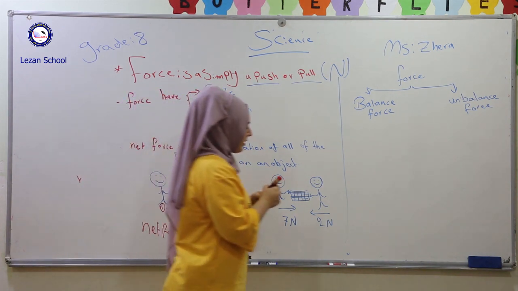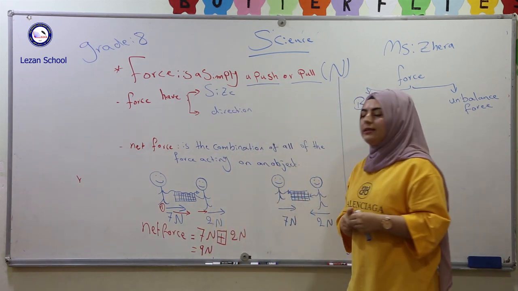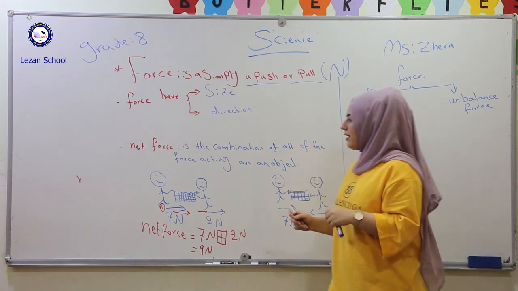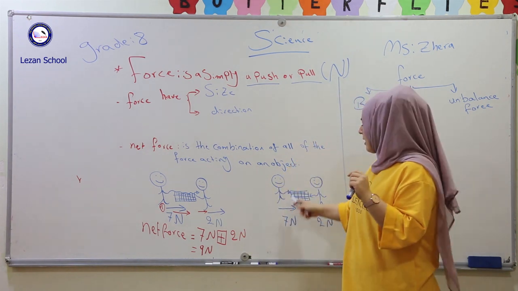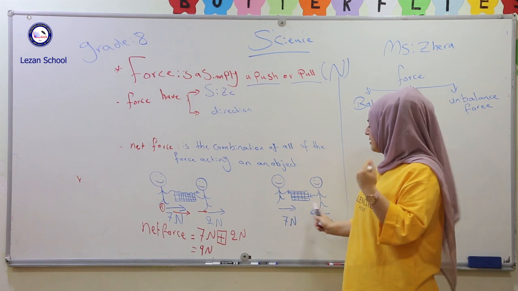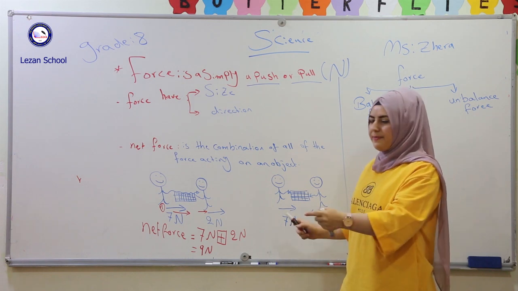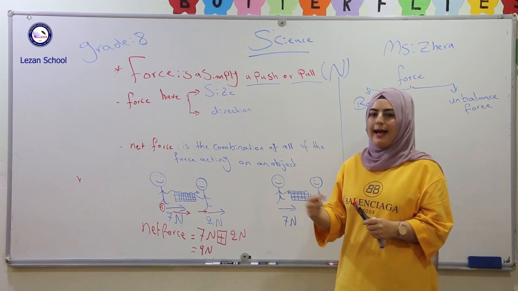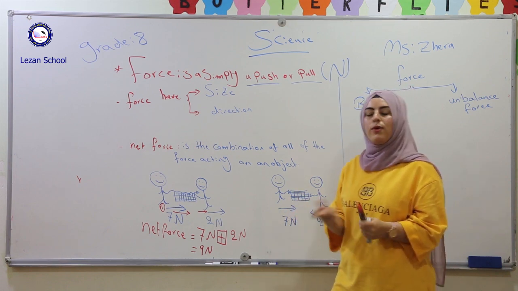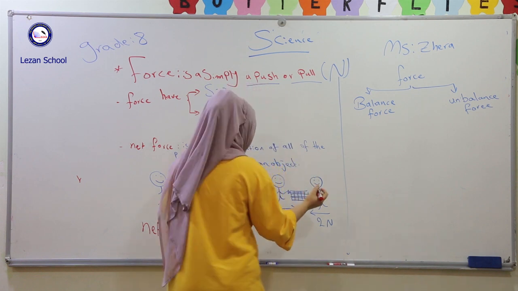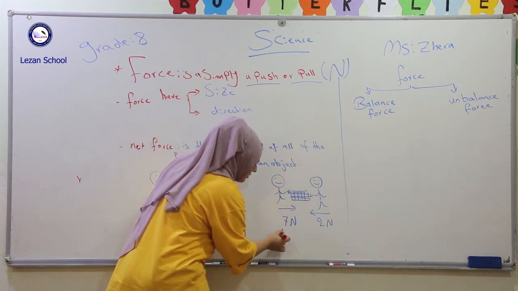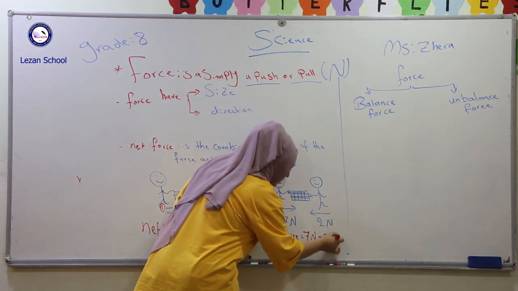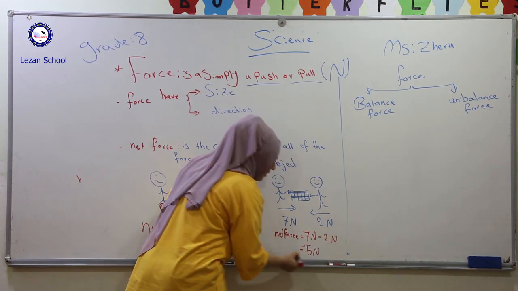The second picture. Also we have two boys, but here they have a problem. If you notice that, you can find the net force easily. The first boy is in this direction, but the second one is in the opposite direction. So in this moment, we use minus between them. Calculating net force here is minus. Why? Because of the different directions. So you say net force equals 7 Newton minus 2 Newton equals 5 Newton.